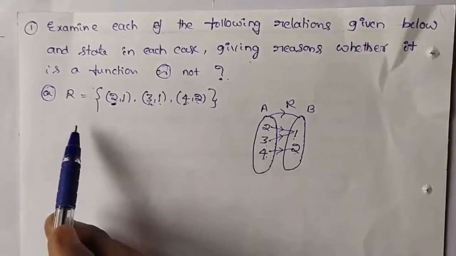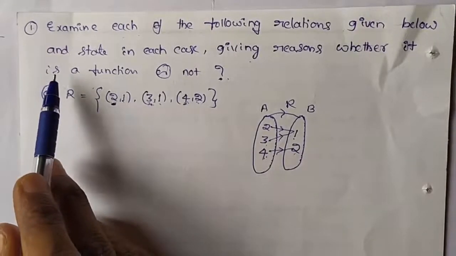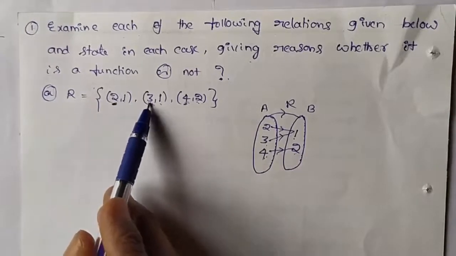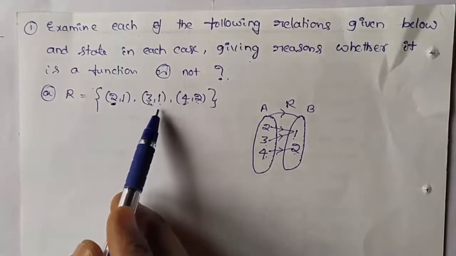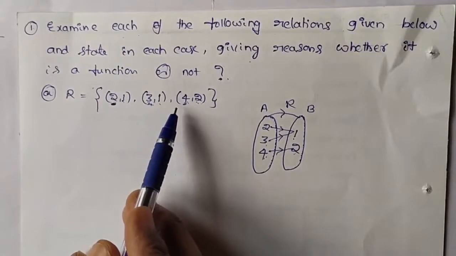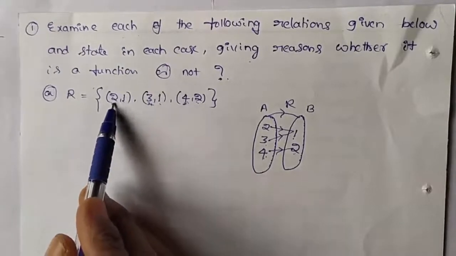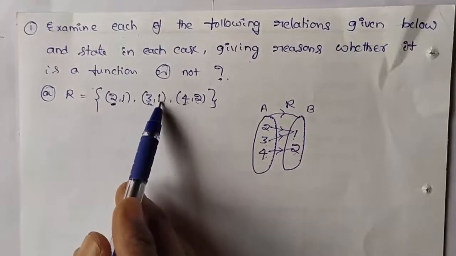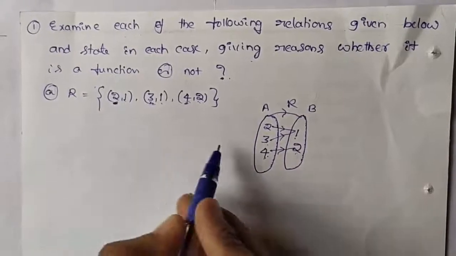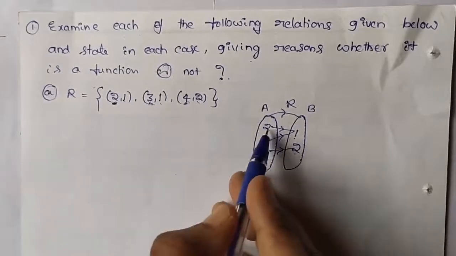Or you can remember the previous note point: if the first element of the ordered pair repeats or is the same, then that is not a function. Here the first elements of the ordered pairs are different, therefore it is a function, right? Yes, let us write the reasons.